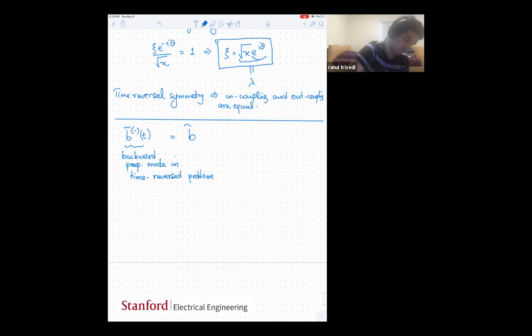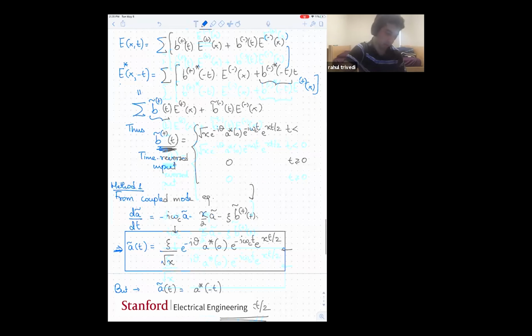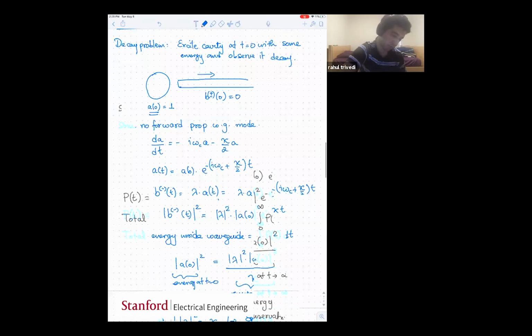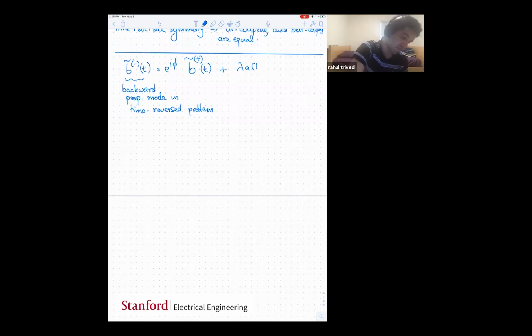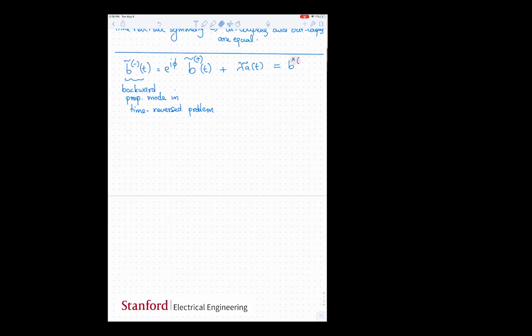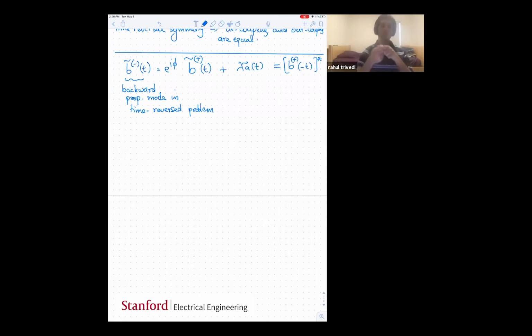Well, this is equal to B tilde plus of t times exponential i phi plus, and I'm using the coupled mode equations here. We have B minus of t equal to B plus of t plus lambda times A of t, here A tilde of t, right? So the output inside the waveguide is equal to the input multiplied by a phase, plus the emission from the cavity. What should this be equal to? If time reversal symmetry holds, this should be equal to B plus of minus t star. This is the backward propagating mode in the time reverse problem. This should be equal to the forward propagating mode of the original problem, right? What was the forward propagating mode of the original problem?